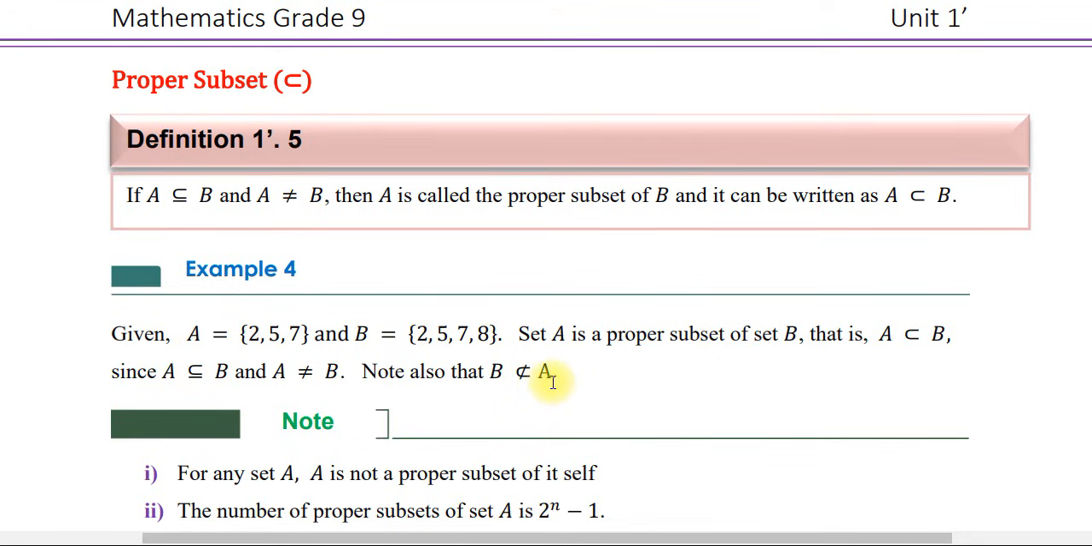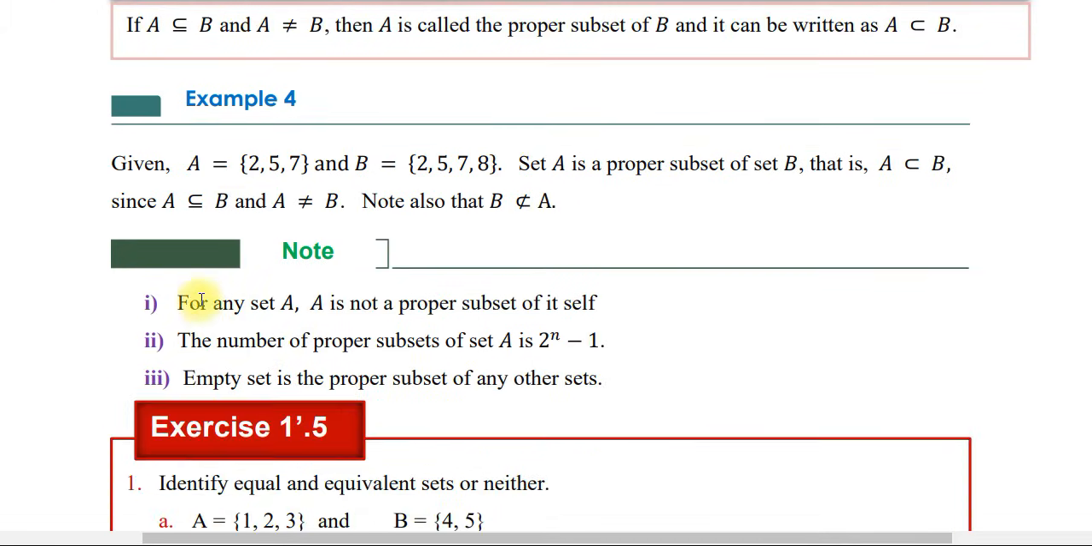ኦኬ ፕሮፐር ሳብሴት አይደለም። በዚህ መንገድ እንረዳለን። ከዛ ሶስት ኖቶች ኖርናል ወይም ማስታወሻዎች። የመጀመሪያው for any set A is not a proper subset of itself። ቀድም ላይ ስለ ሰብሴት ስናወራ A ለራሱ ሰብሴት መሆን ይችላል። እዚህ ጋር ግን A is not a proper subset of itself.